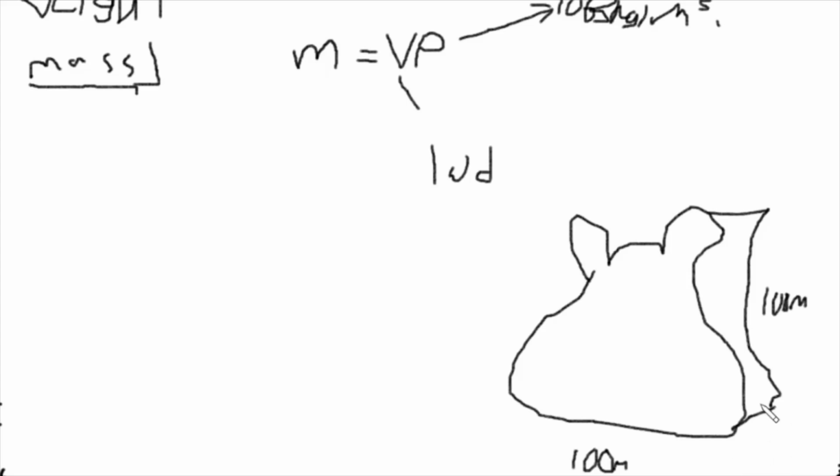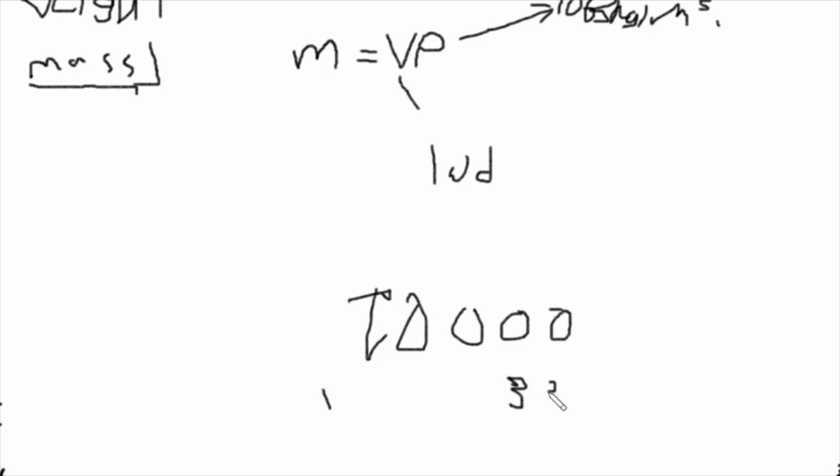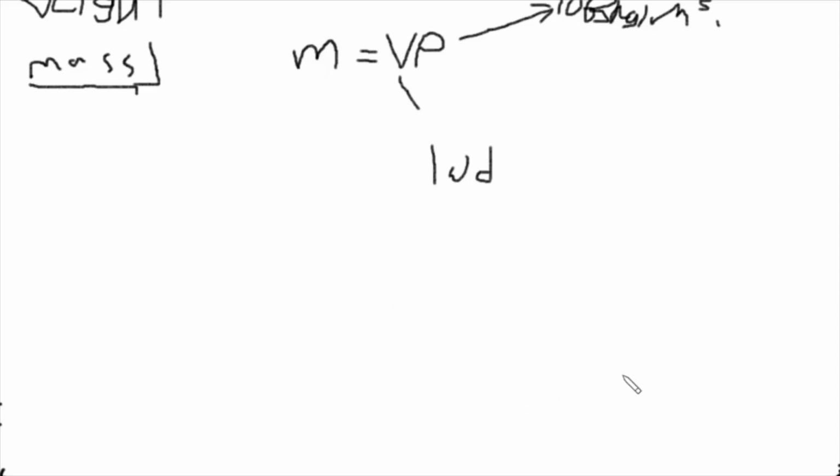So, our final answer to this is 10,000 times 33, which is roughly 10,000 times 33 meters. That's 30,000. This, 330,000. I don't know why I knew that. 330,000, meaning that his volume is 330,000 meters cubed.